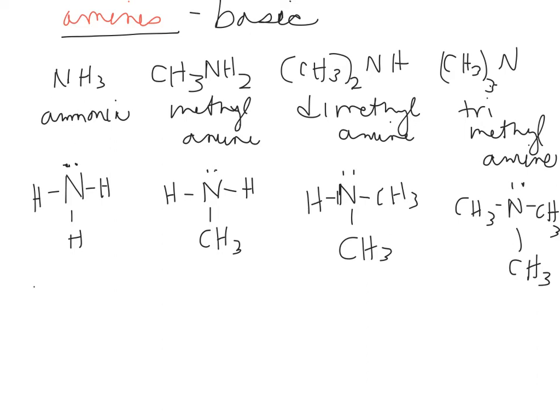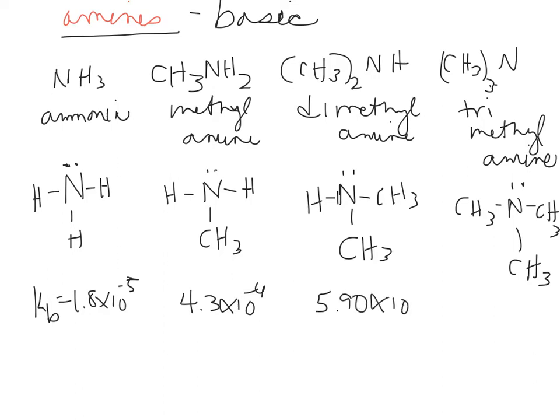Kb values: 1.8 times 10 to the minus 5 for ammonia, which is the same as the Ka value for acetic acid. If you remember, that's just a coincidence. Kb for methylamine, 4.3 times 10 to the minus 4. For dimethylamine, 5.9 times 10 to the minus 4. And trimethylamine, 6.30 times 10 to the minus 5.